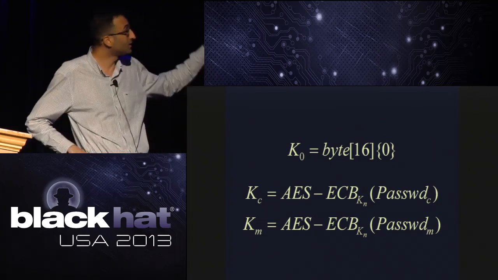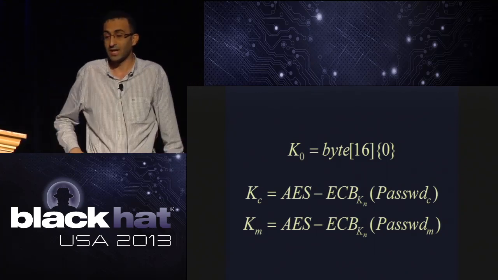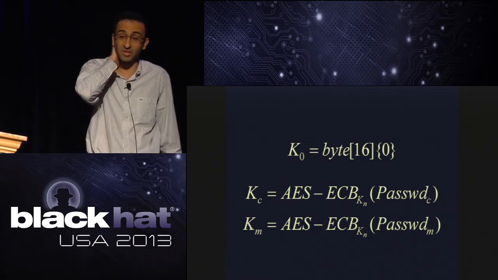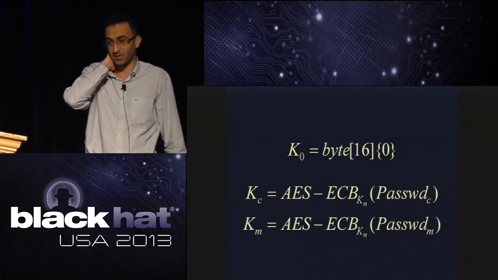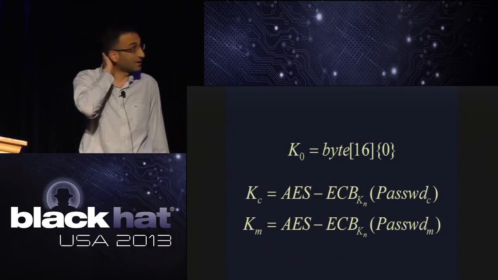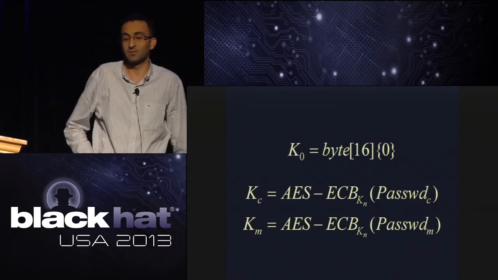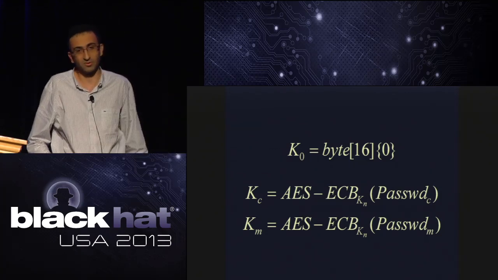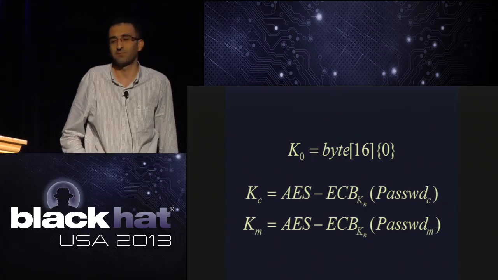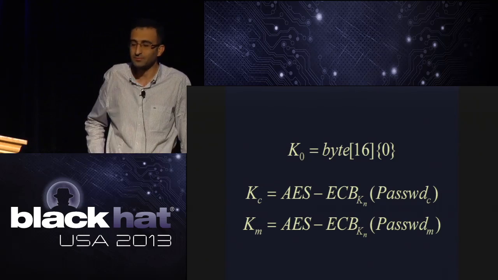We found out that the temporary key is actually a byte array of zeros. And the two key derivation functions, one for KC, the encryption key, is just AES encryption in ECB mode with a password embedded in the firmware. And the key KM, which is the matching key, is again the same ECB mode operation with a different password embedded in the firmware. These are the two pieces of information required to build that first packet.